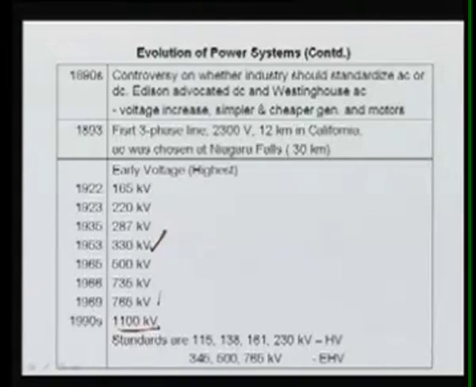Then in 1990, we achieved the 1100 kilovolt AC transmission system. At that time it was realized that we should go for some standard, because the loads were very near to the load centers. The generation as well as load were put together. So then it was realized to have interconnection, and for the interconnections, we should have a standard voltage level.